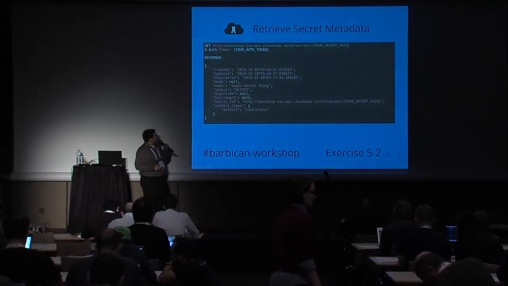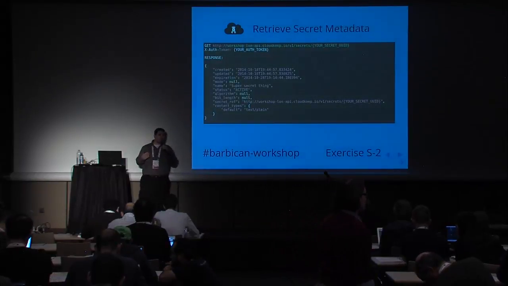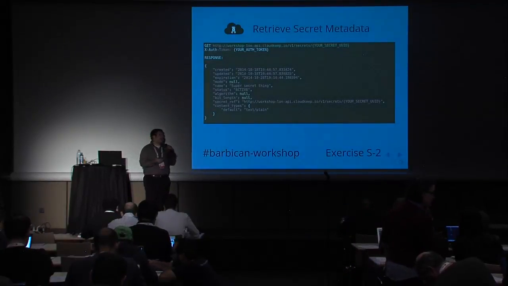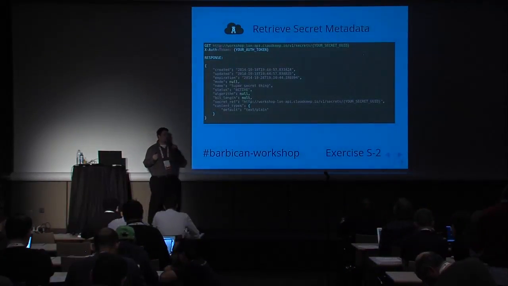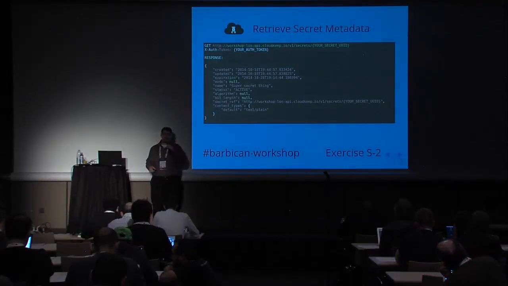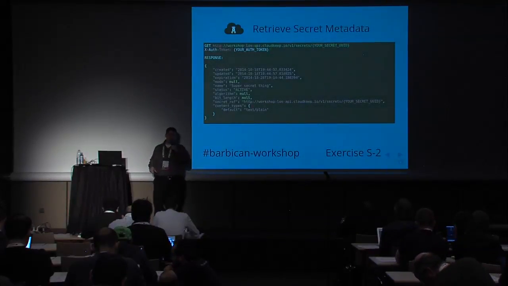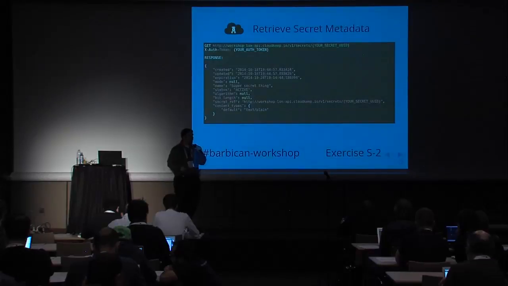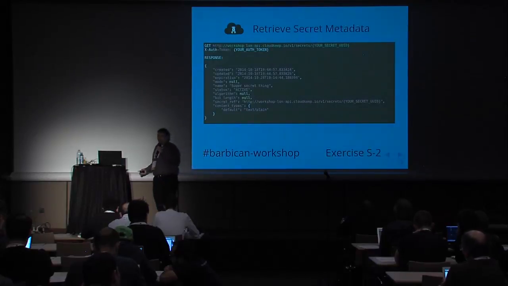We also have a secret ref in here, which is more of a verification. When you're looking at the output of this kind of information, it's exactly the same thing that you provided when you created it, but it's a nice verification of what you're actually looking at. In this case, we specified text plain for a content type, so it's telling us that is the default that we are retrieving.